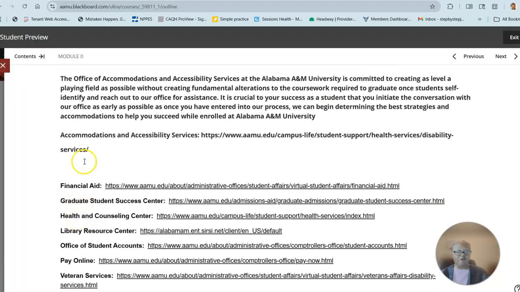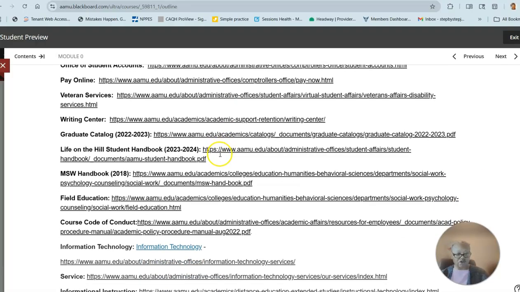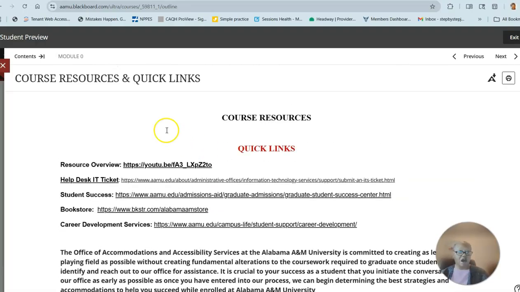Additionally, there's information about, it used to be called Disability Services. Now it's called the Office of Accommodations and Accessibility Services. It provides services for students who have any types of impairment. And you can go to their website, which I list here, to get more information. And then additional resources that you might need are included in this document.